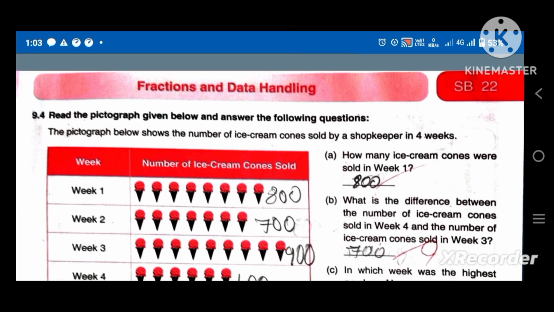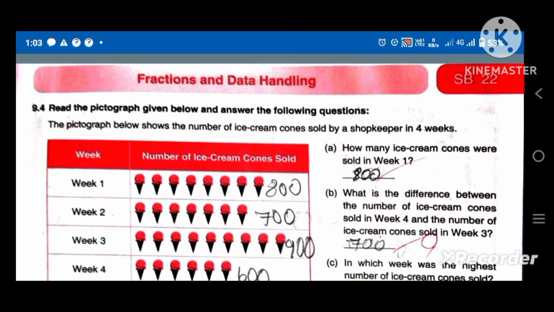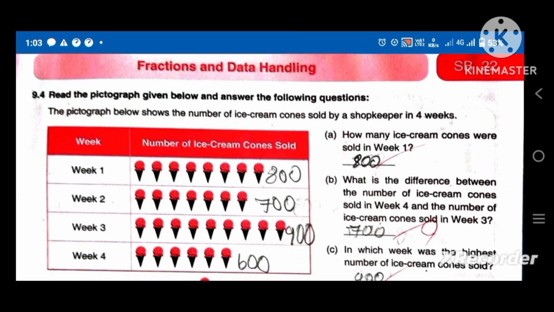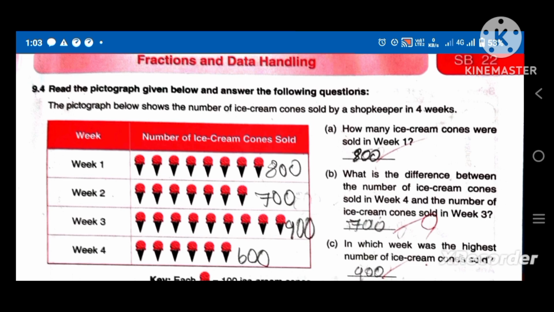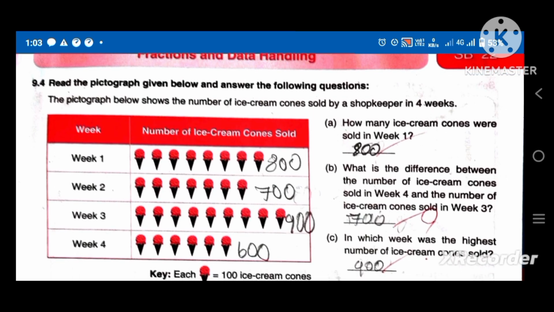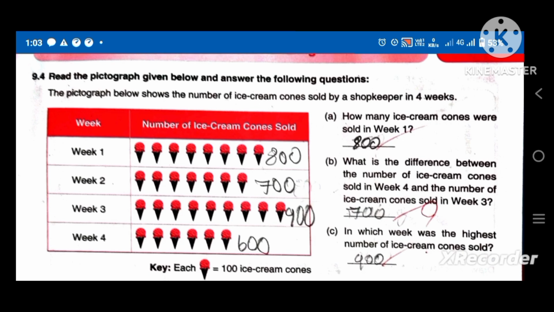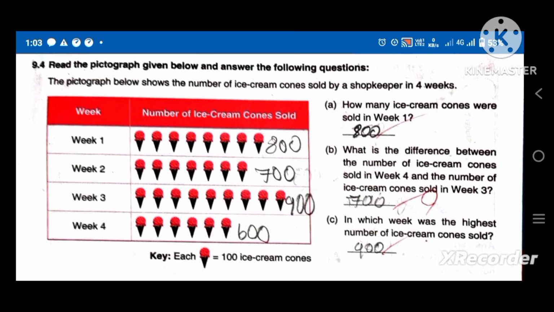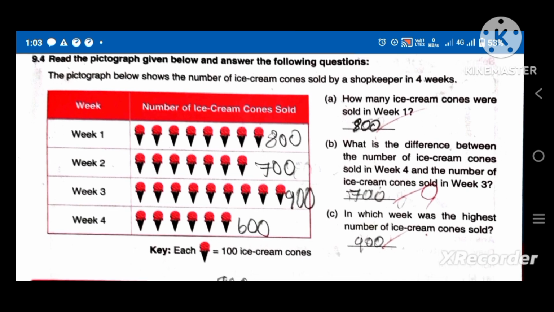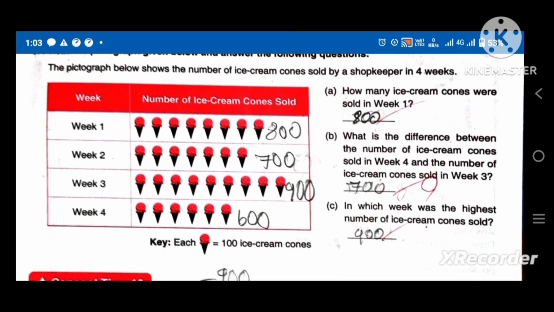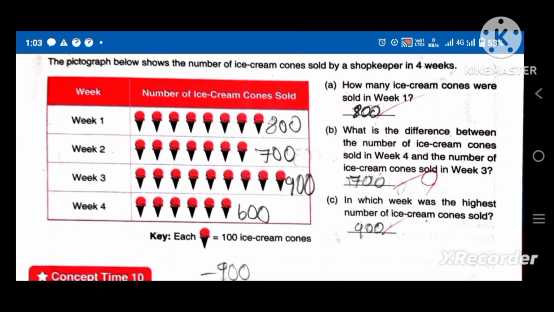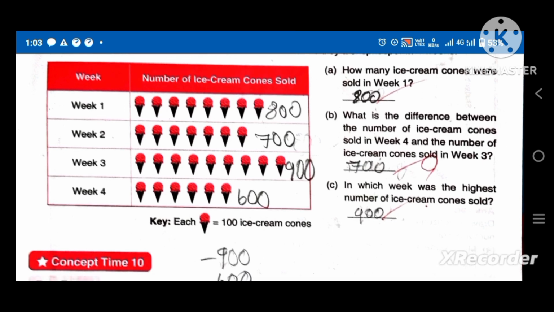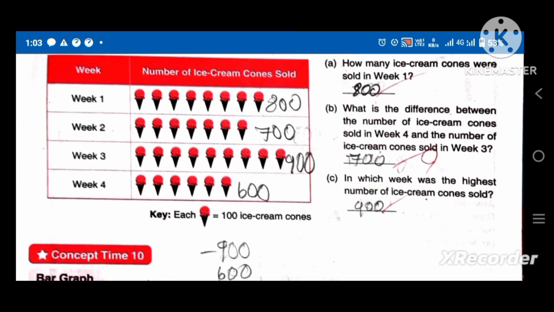9.4. Read the pictograph given below and answer the following questions. The pictograph below shows the number of ice cream cones sold by a shopkeeper in 4 weeks. Week 1, 8 ice cones. Week 2, 7 ice cones. Week 3, 9 ice cones. Week 4, 6 ice cones. Key: each ice cone is equal to 100 ice cream cones.